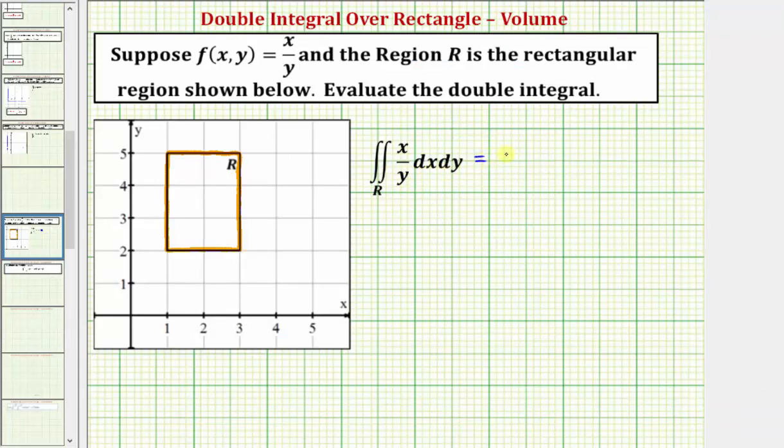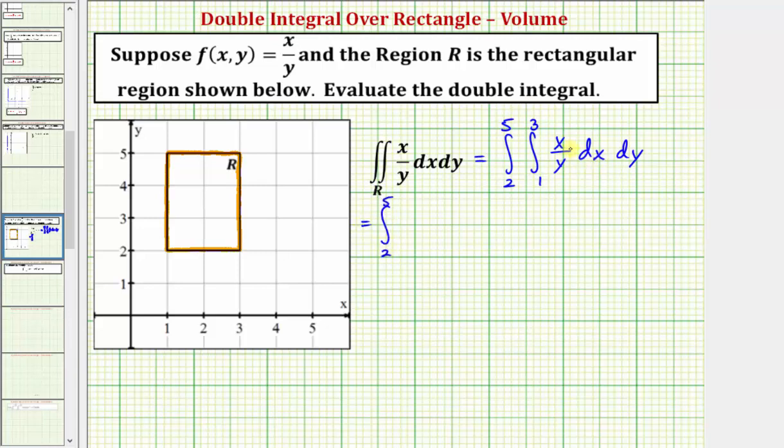So we'd have the double integral of our function x divided by y. Notice how we integrate first with respect to x, then with respect to y. So the limits of integration for x are going to be, again, from 1 to 3. And then for y, the limits of integration will be from 2 to 5. So we first integrate with respect to x, treating y as a constant.